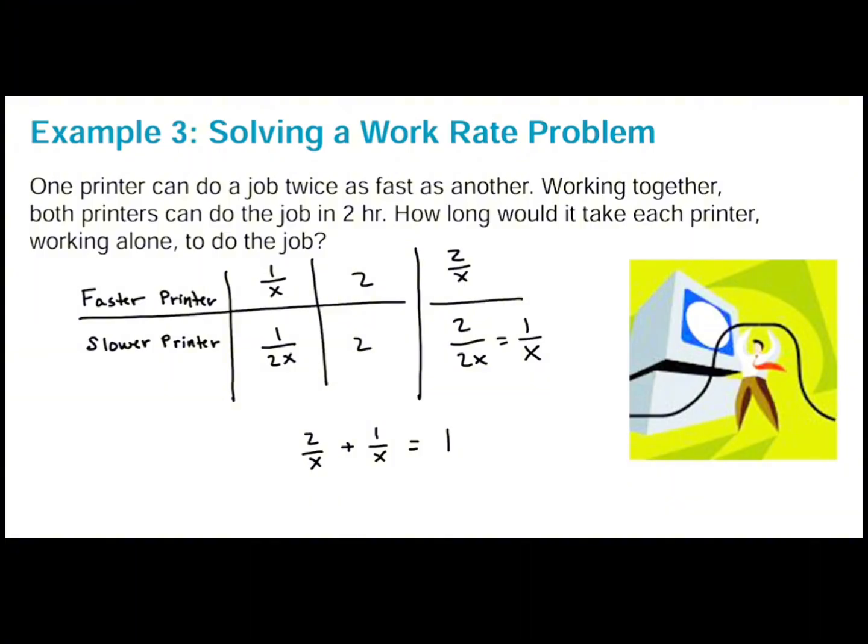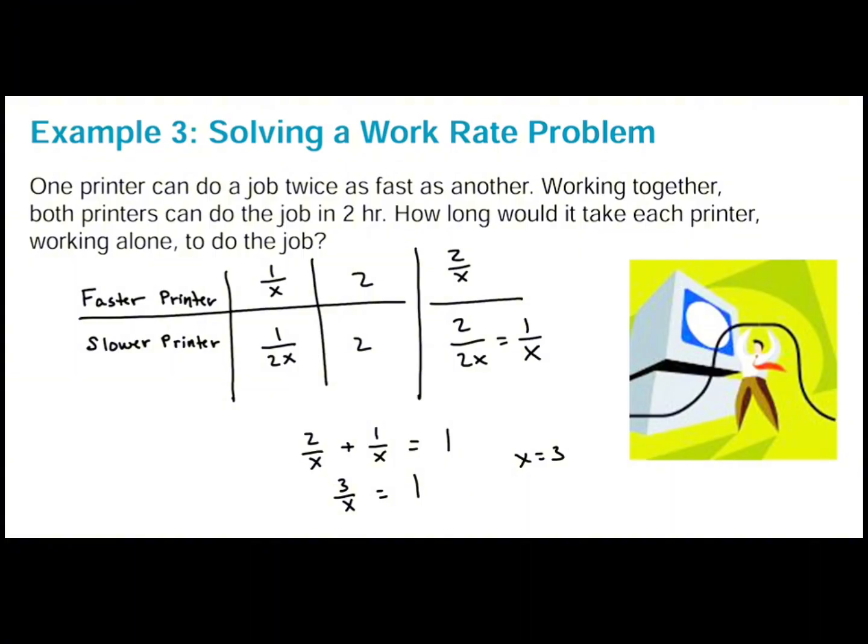Now, let's look at what we have. We don't have to do all the extra stuff because we already have like denominators. Now, this would just be 3 over X is equal to 1. So we multiply both sides by X. We know that X is just equal to 3. So if X is equal to 3, we can figure out how long it takes for both printers to do the job.